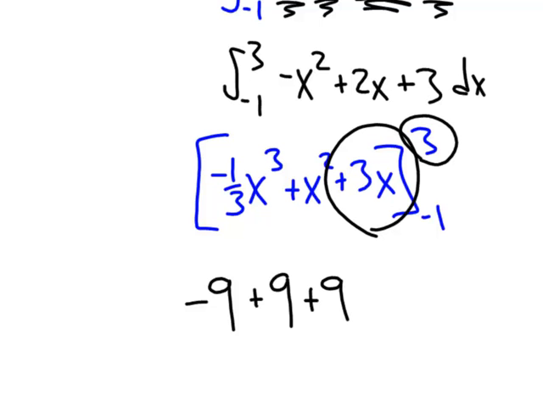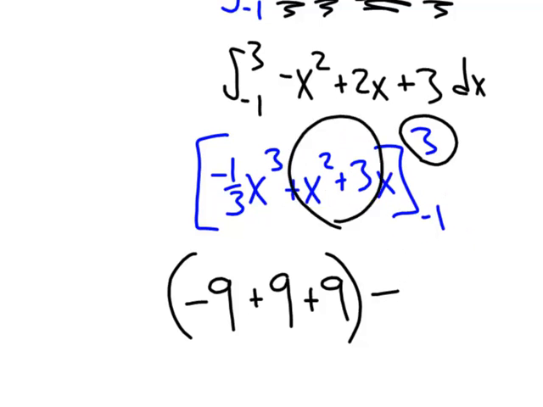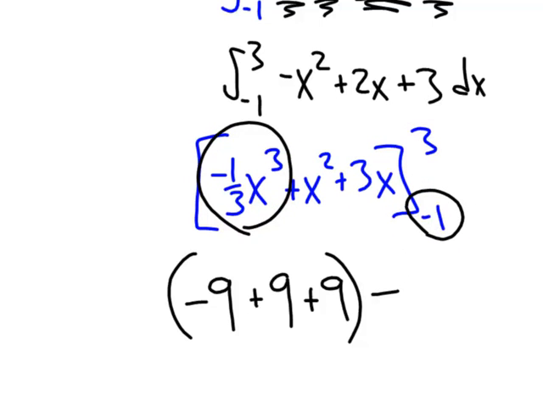plus 3 times x value of 3, plus 9. 3 nines, feels like a jackpot or something. In any case, let's put that in parentheses, and let's subtract. That's sort of like our big F of x, or our big F of b, and now we're going to do our big F of a. I'm using our FTC terminology here.